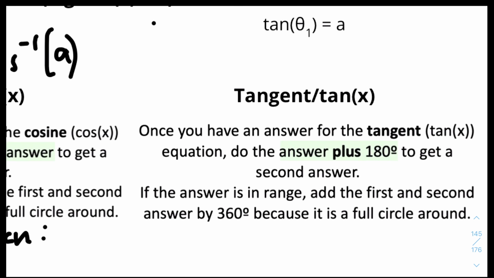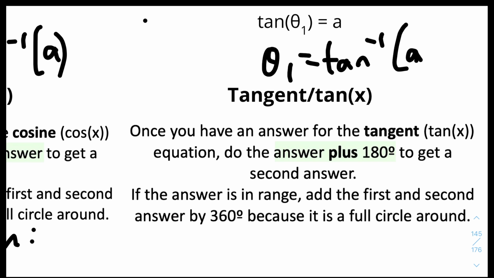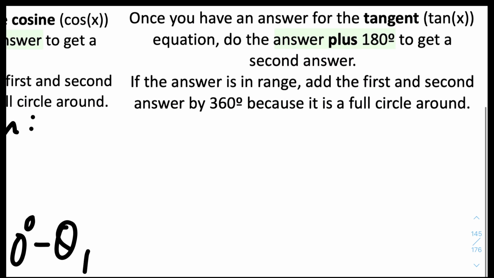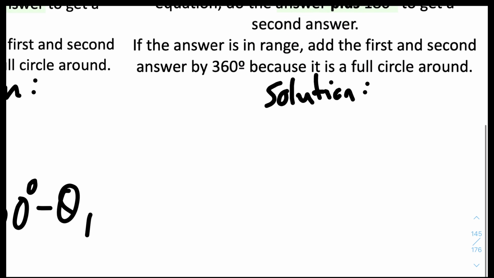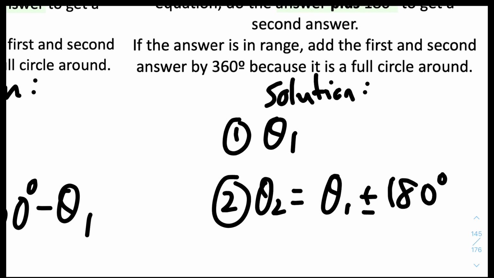And for tan x or tan theta, the first solution will be, like just now, tan inverse a. And then once you have the first answer, you do the answer plus 180 degrees to get a second answer. So the first answer will be theta 1, and the second answer will be theta 2, which is equal to the first answer plus 180 degrees. Basically plus or minus 180 degrees.